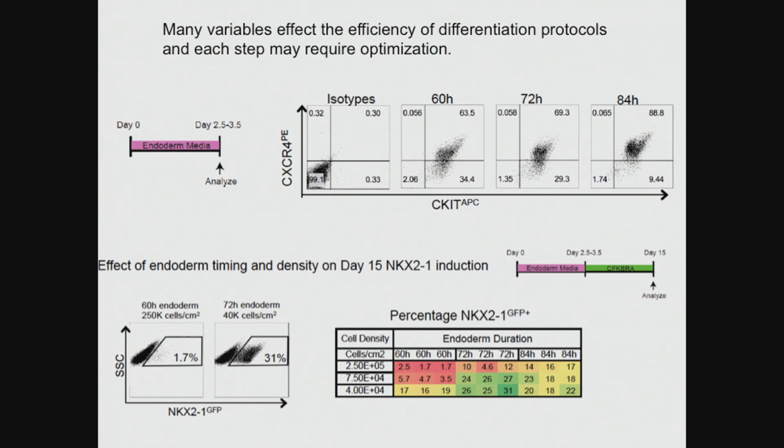And you can see that not only does the duration of endoderm induction make a big difference, but the density of the cells makes a big difference. And actually, what you might have predicted to be the best time point, 88.8%, was not clearly the best.